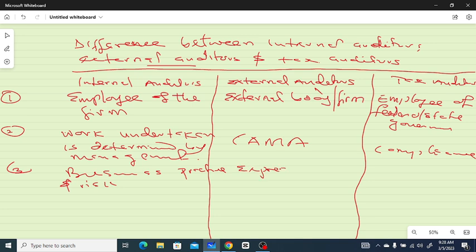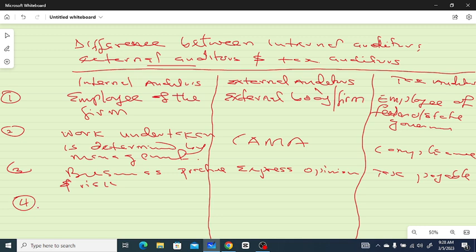Express opinion. Then the tax auditor is to determine the correct amount of tax payable in accordance with the relevant tax law. Correct amount payable.